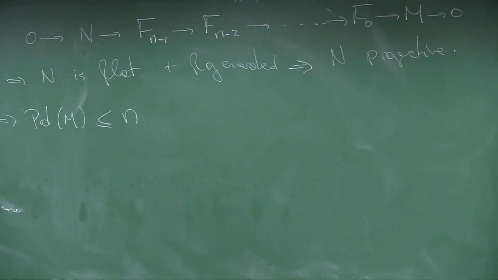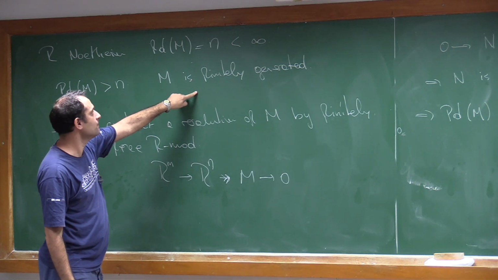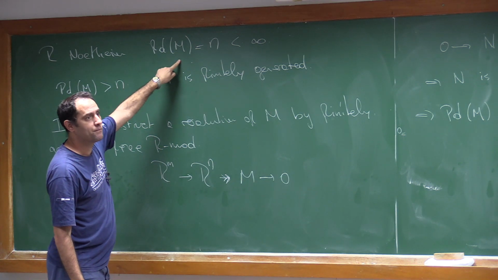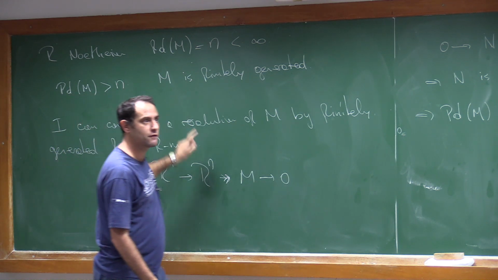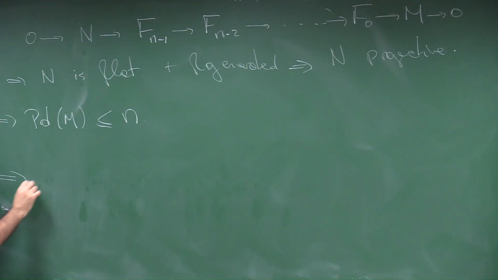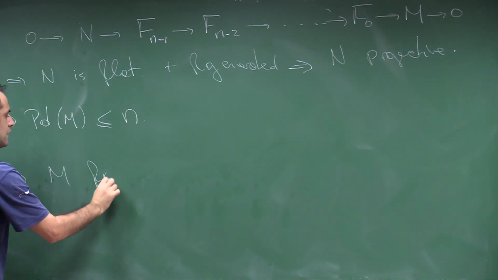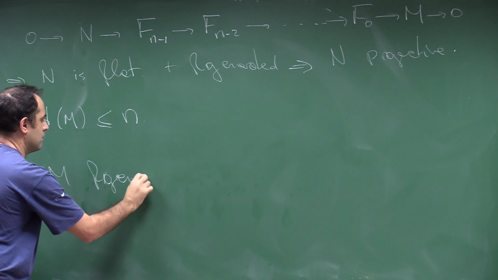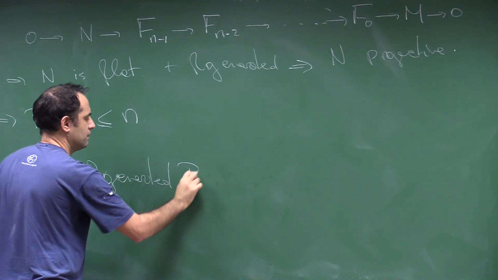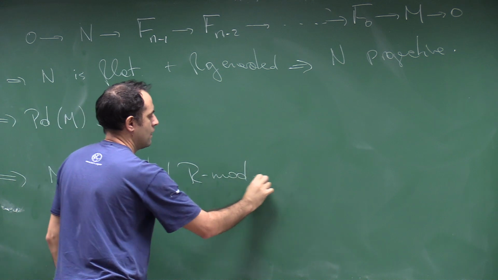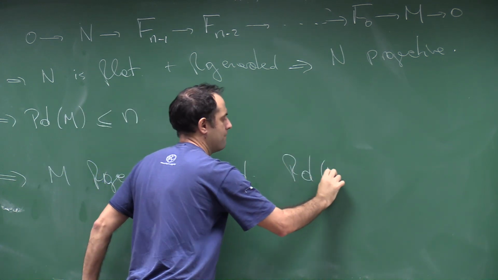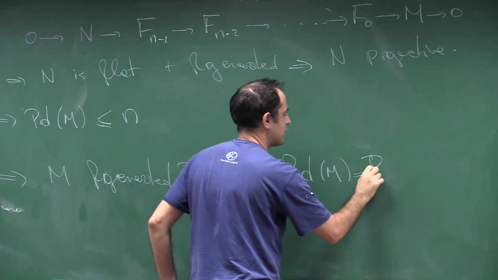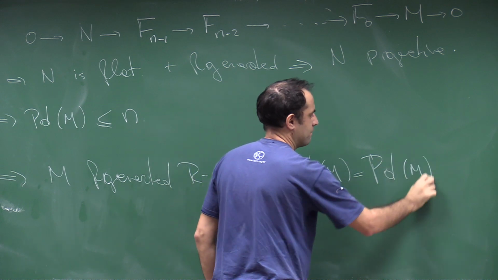So what we're proving is that for any finitely generated R module M, the flat dimension of M has to be equal to the projective dimension of M.